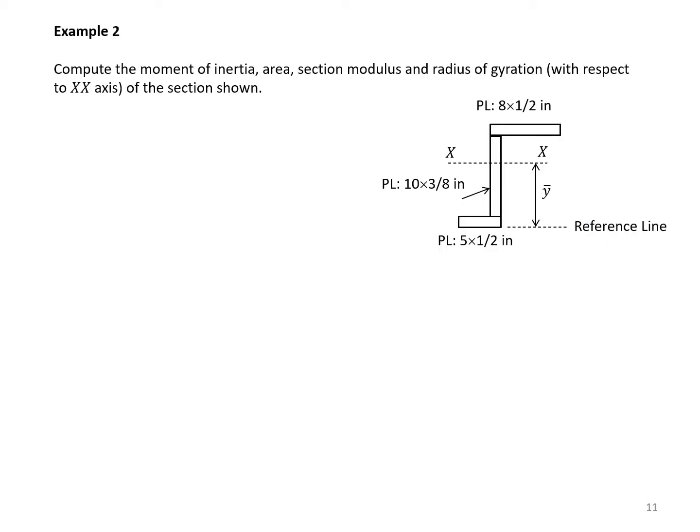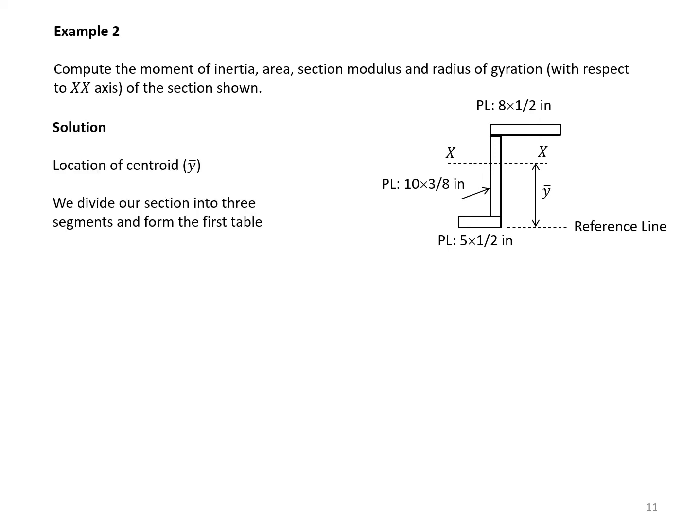Let's look at another example. In this case, we have 3 plates: 8 by 1/2 an inch at the top, 10 by 3/8 of an inch as the web, and 5 by 1/2 an inch as the bottom flange. So what we do is again form our first table to find y bar, and you expect that capital XX would be closer to the top because there is more area in there.